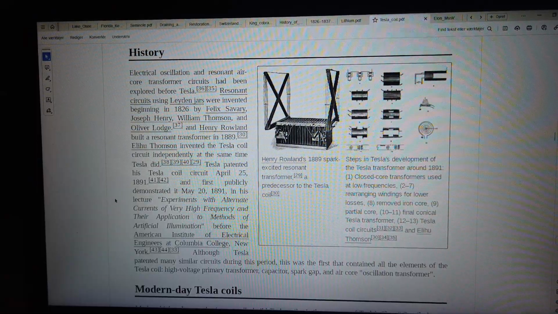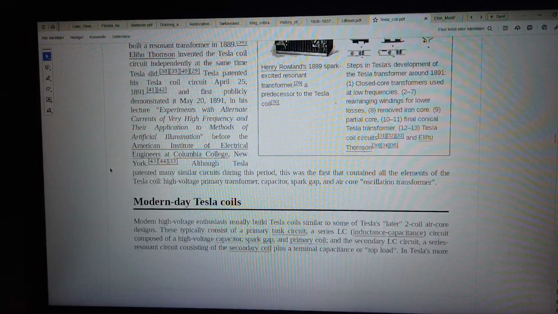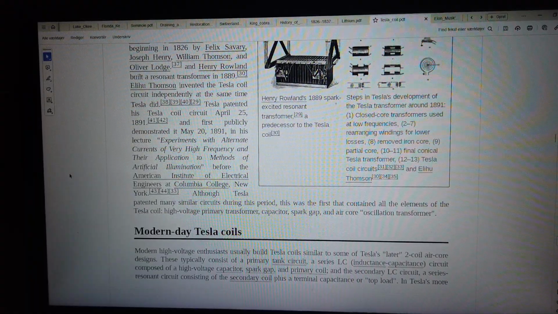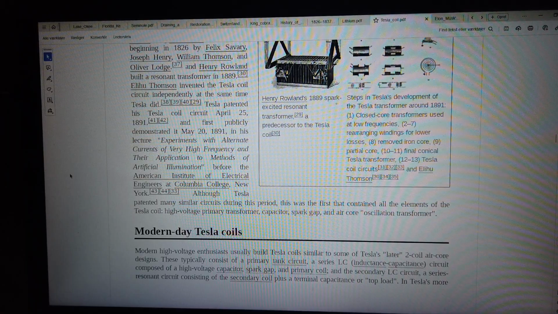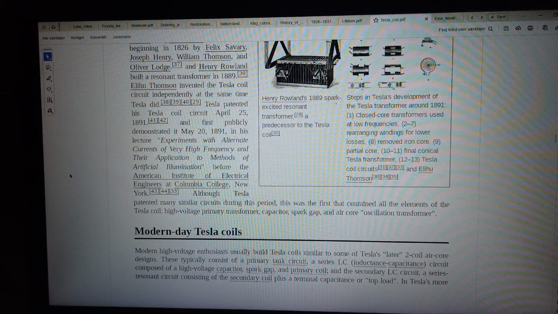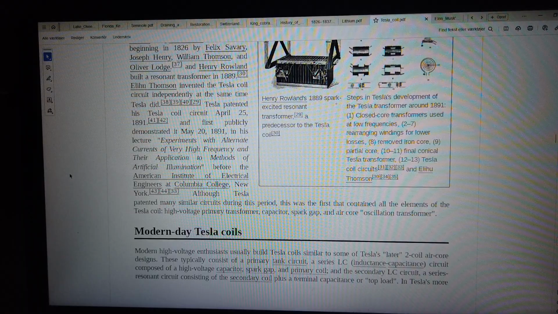Although Tesla patented many similar circuits during this period, this was the first that contained all the elements of the Tesla coil: high voltage primary transformer, capacitor, spark gap, and air core oscillation transformer.